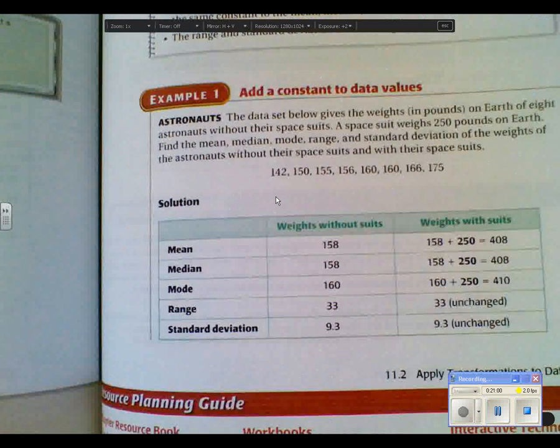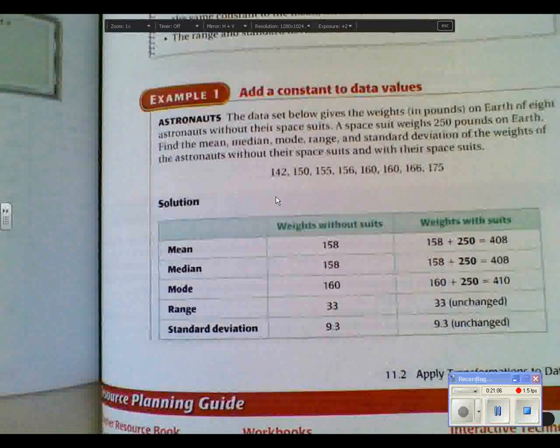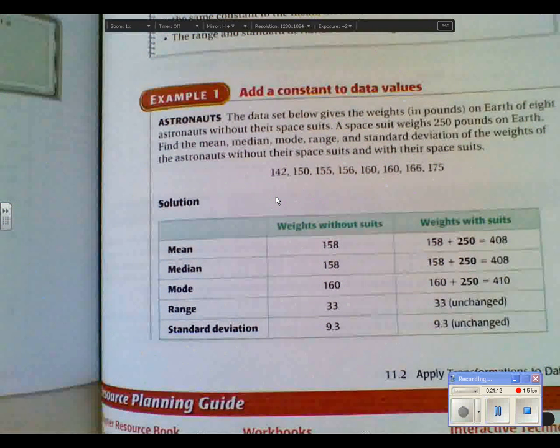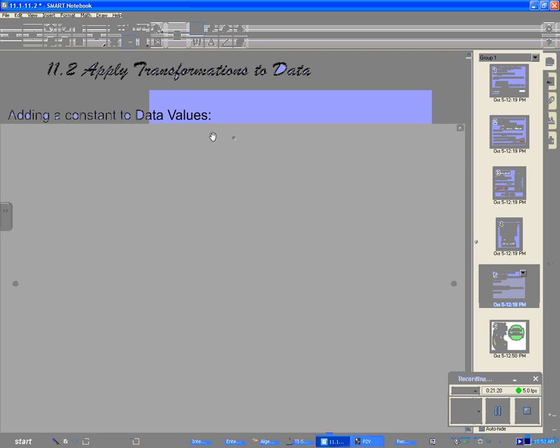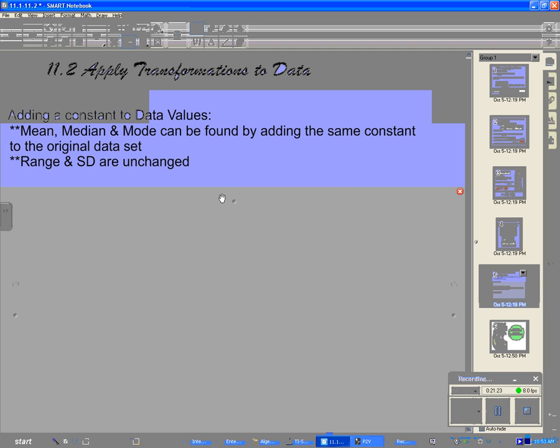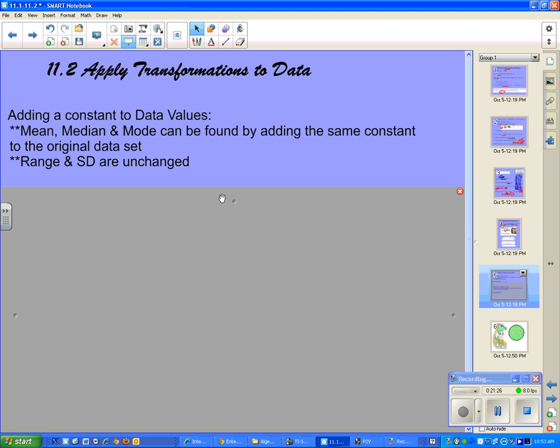And the same thing with the spread, the standard deviation. We've just shifted all of those numbers up by 250. The spread of the numbers hasn't changed either. So it's just those three that are going to change. Okay, so that's the notes that you have here. The mean, median, and mode can be found by adding the same constant, just like in this astronaut problem. The range and the standard deviation don't change. So basically, this section is a shortcut for you.